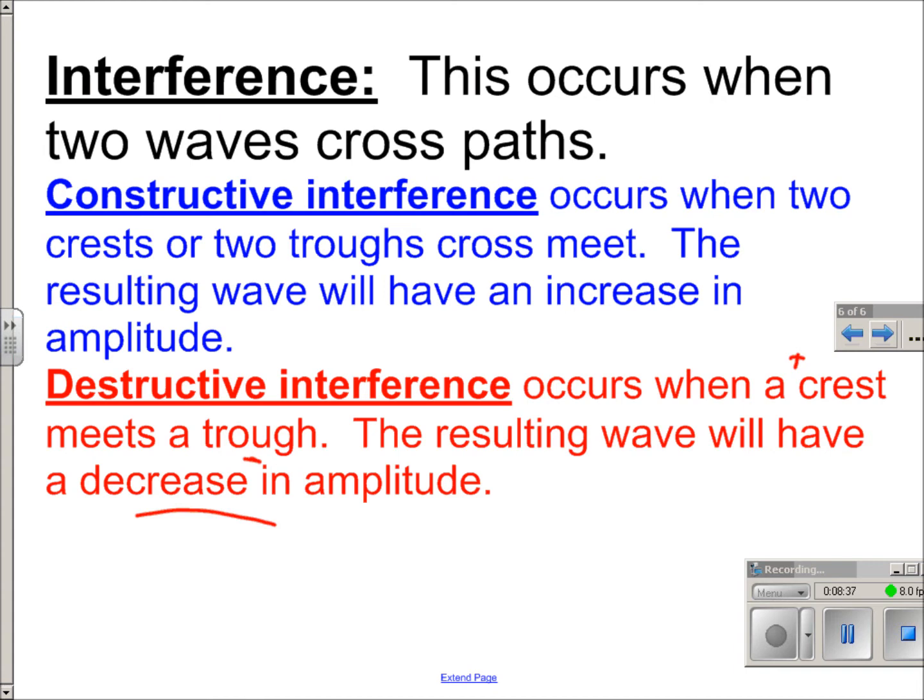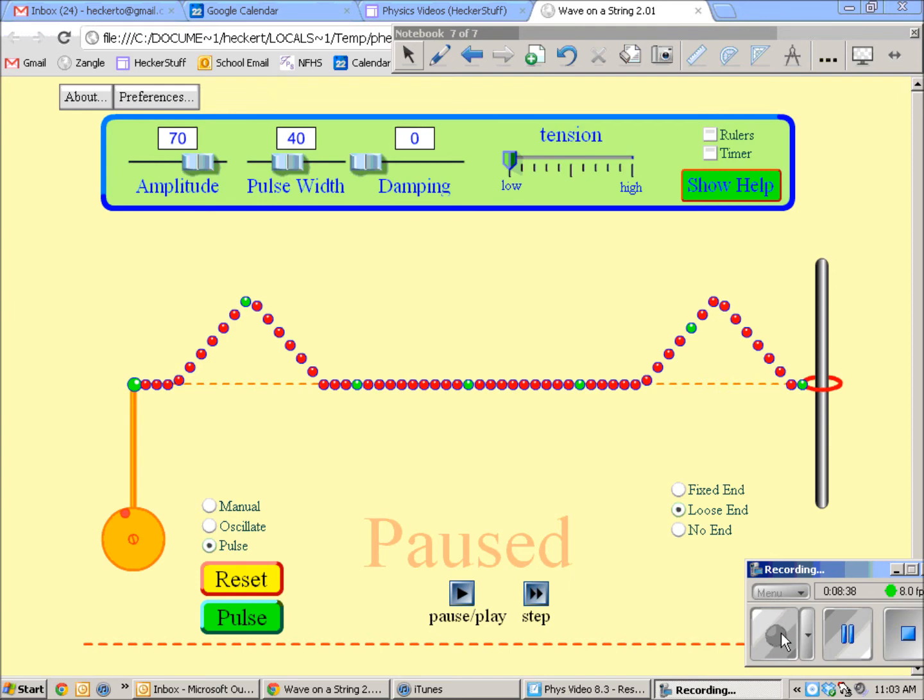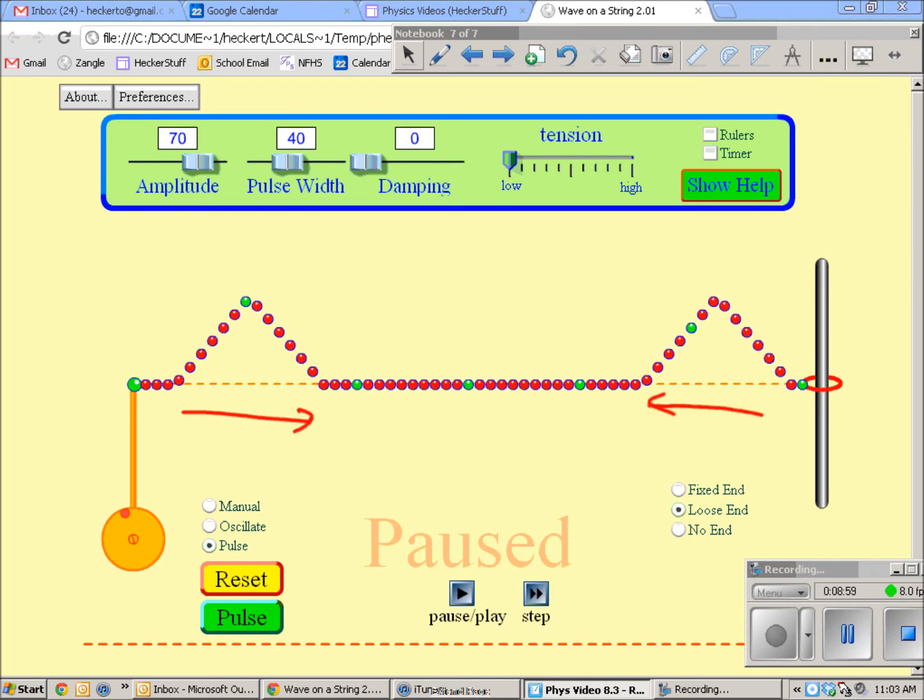So let me bring up this applet here. Okay, so what we've got here is two wave pulses. Each of these little boop, boop, each of those guys kind of represents a crest of a wave. All right, and I've got it paused right now, but what's going to happen here is these two wave pulses are going to travel towards each other. This one is going this way, this one is going this way. So when I click pause, they're going to move towards each other.